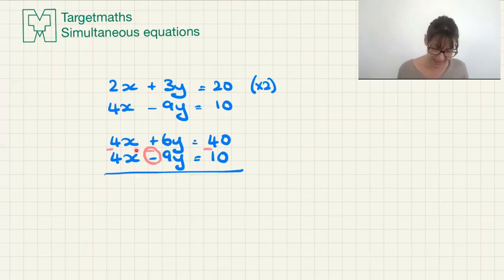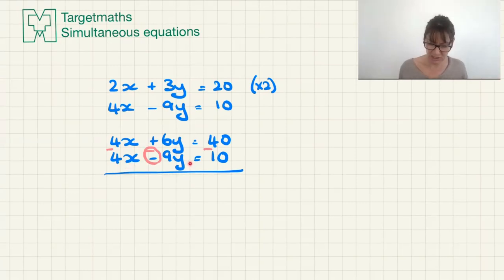So I'm going to take away the x's. 4x take 4x, that means they've gone. I've eliminated them from the problem, which is great because I just want to focus on one letter at a time. And that's the point of the method: get rid of one set of letters so you can concentrate on the other.